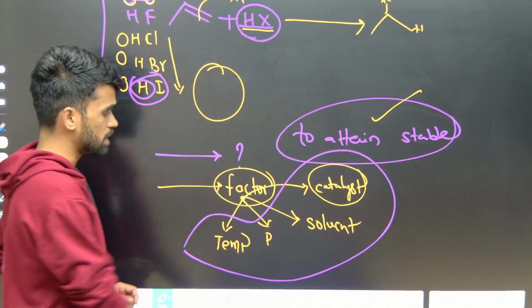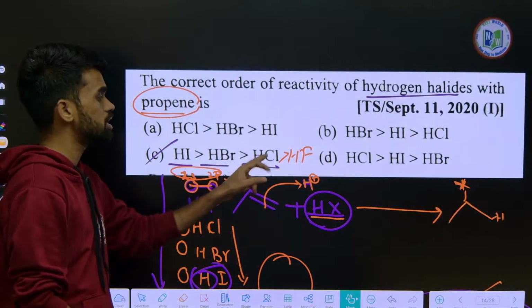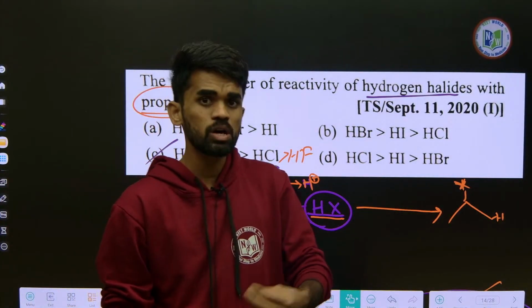So now, for example here, what is the concept involved? Just their bond strength only, right? So whichever gives H plus ion easily will be more reactive. How can we understand that?